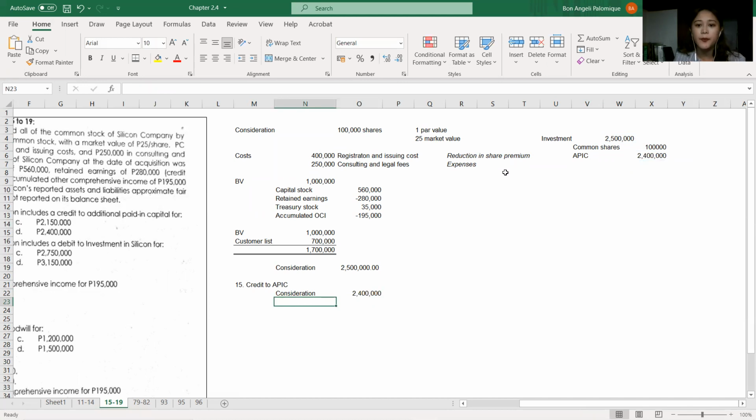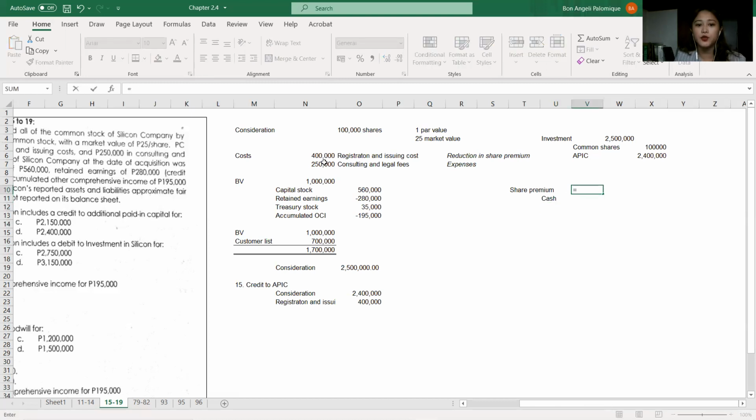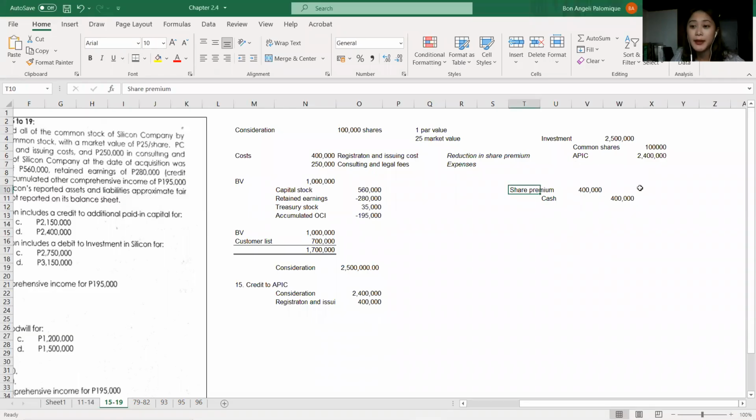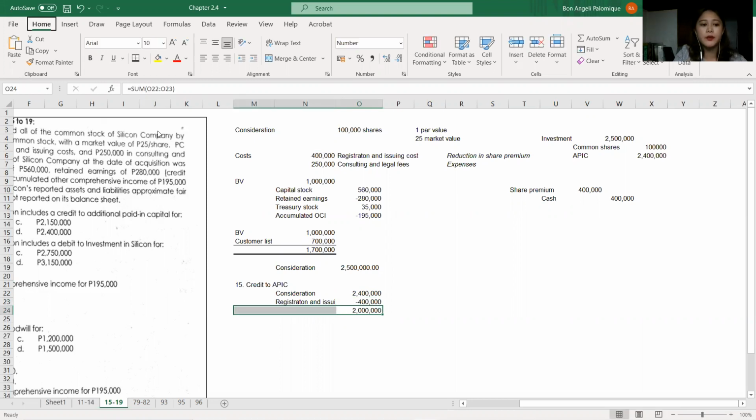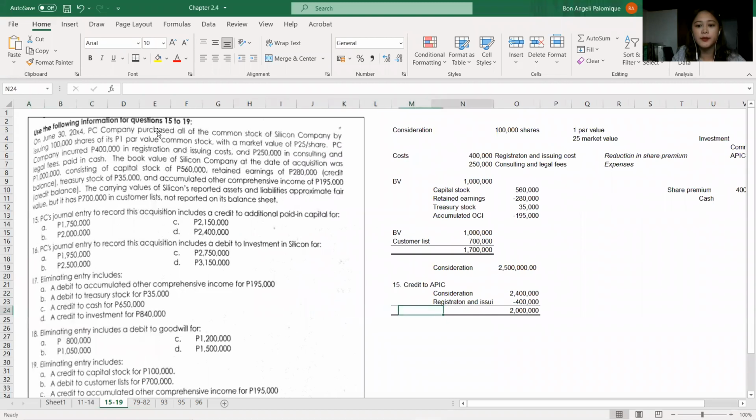So, next, alam mo na rin na dahil dito sa issuance cost, yung registration and issuance cost, nagkaroon tayo ng 400,000 reduction in APIC. So, ang entry natin dito is debit share premium, credit cash for 400,000. Okay, so makikita natin na debit yung share premium dito. So ito credit, ito debit. So ang net credit sa kanya is 2 million. So for number 15, letter B.